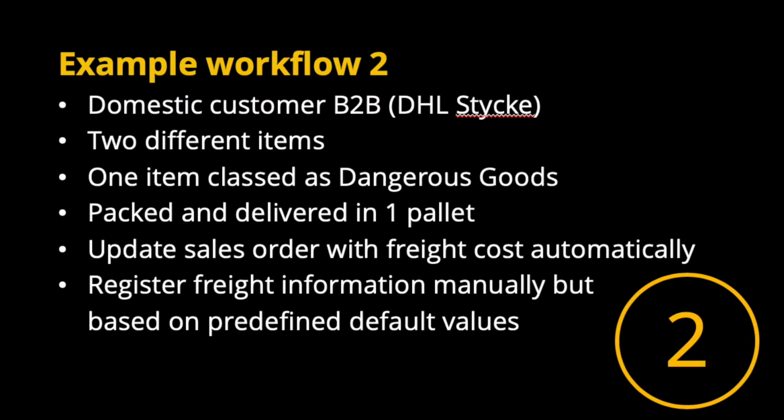In this example, I use a domestic business-to-business order. I will update the order with freight cost, and one of the items is classified as dangerous goods. I will enter freight information manually, but with default values.